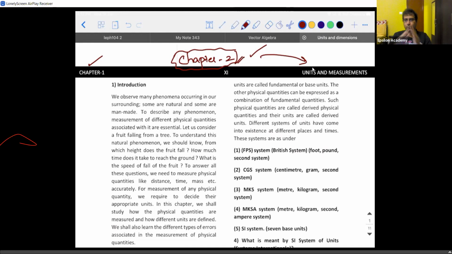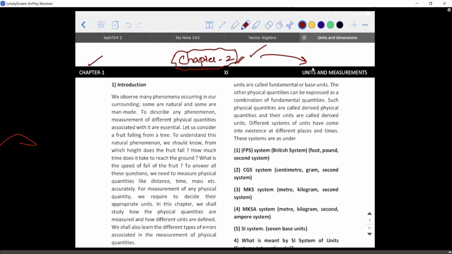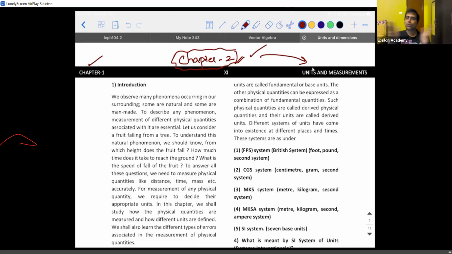I have a 17-inch laptop. I'm also using a tab to write. This tab has a measurement along its diagonal, something like 9.7 inch. So every day we need to know the measurement, and we need to associate certain units with it. That is what we are going to do throughout this chapter.